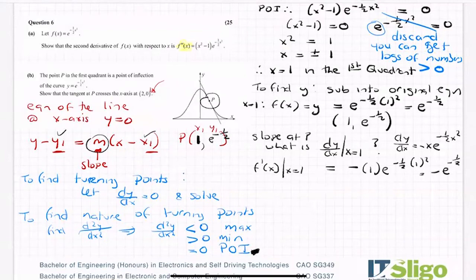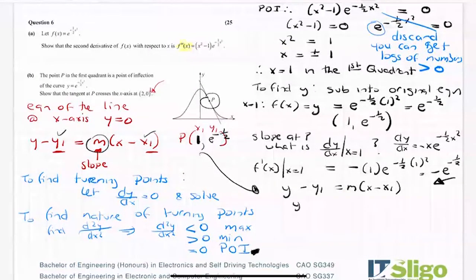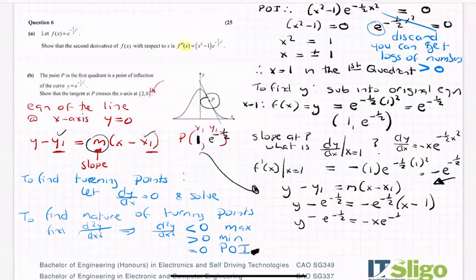Loads of minuses. Okay, so then y minus y1 is equal to m times x minus x1. There's my point P. There's my slope. So y minus e to the minus a half is equal to minus e to the minus a half times x minus x1. Okay, let's multiply that out. Y minus e to the minus a half is equal to minus x e to the minus a half. Minus by minus is a plus, e to the minus a half.